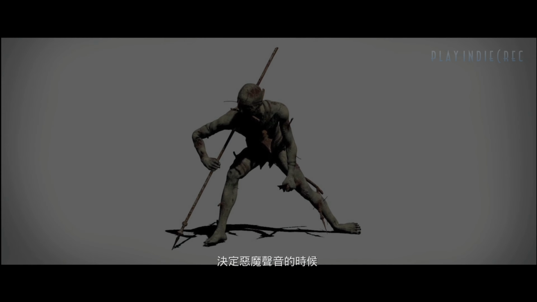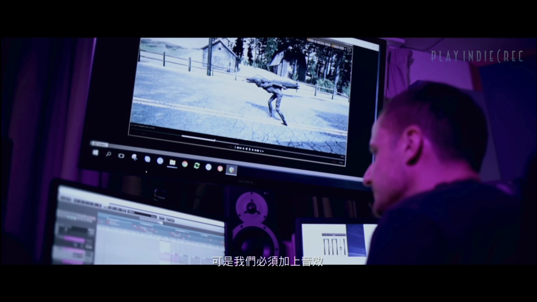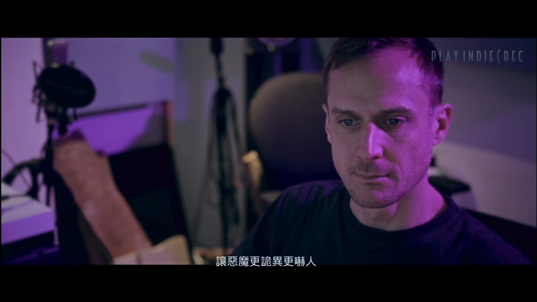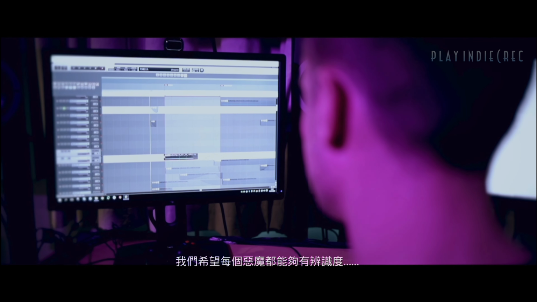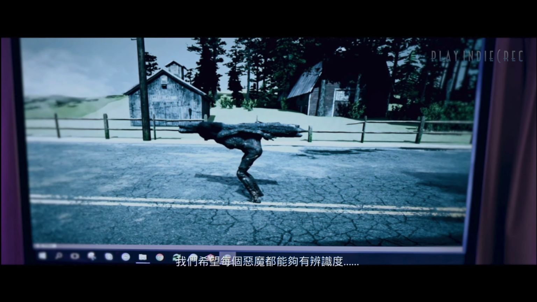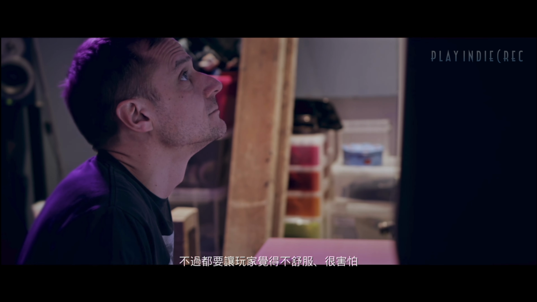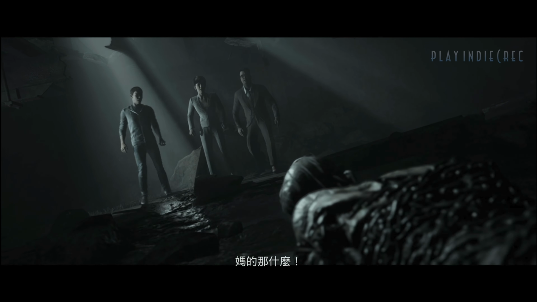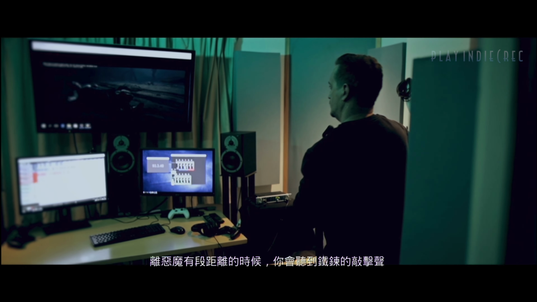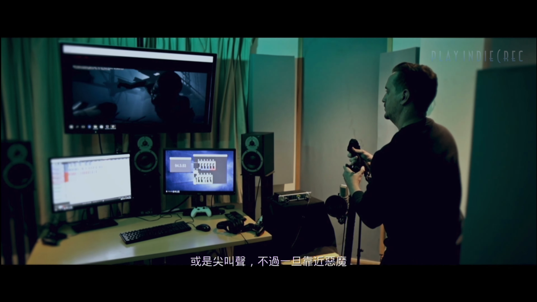We take our initial cues for the sound of the demons from the visuals, and they look fantastic. But then we have to take the sound of the demons beyond the visuals to give them a really strong otherworldly presence. We need each of the demons to be individually recognizable whilst maintaining that uncomfortable unfamiliarity for the player. What is that thing? So at distance you might hear the chains clanking or the vocal screams.